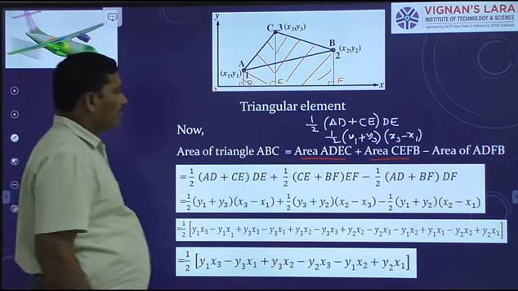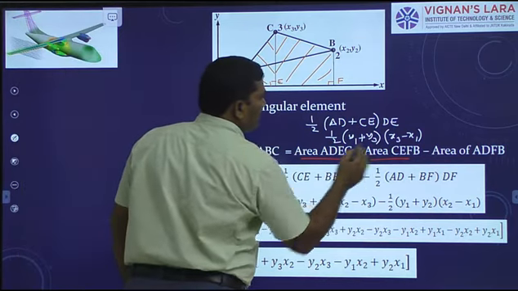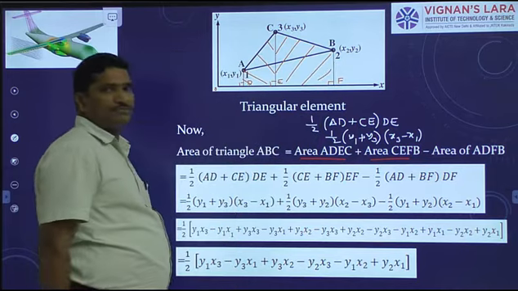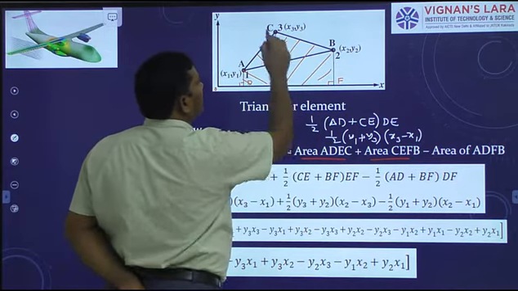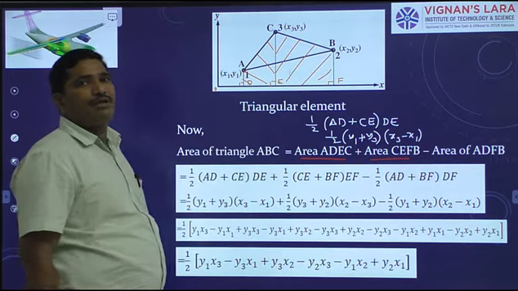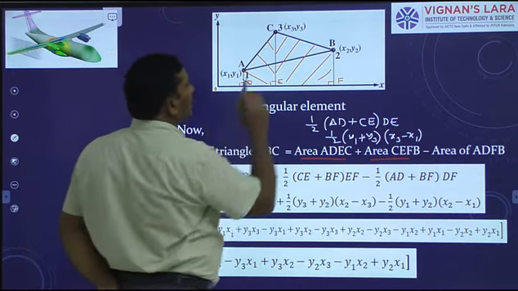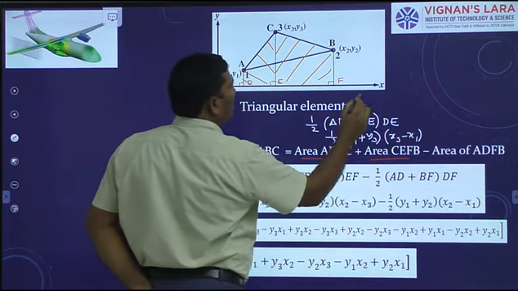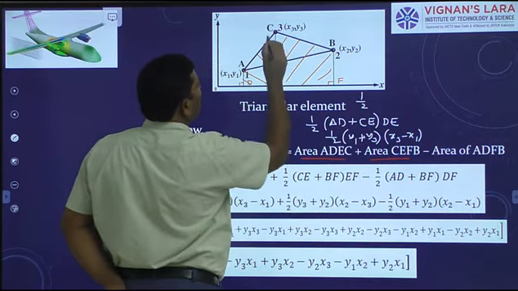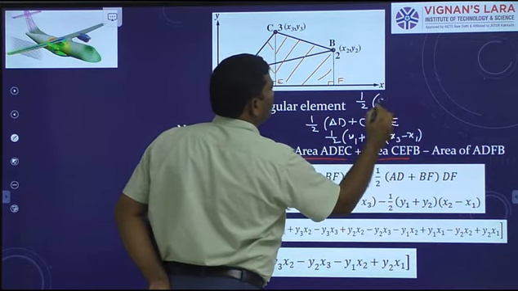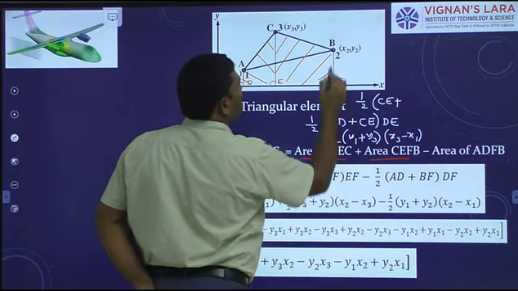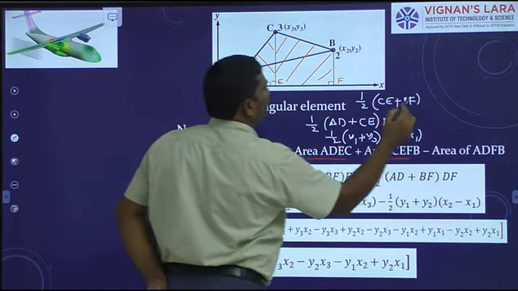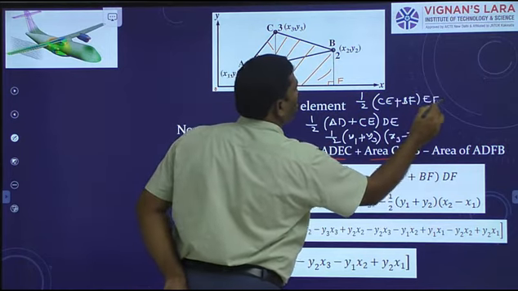Okay, next one. Now, area of figure CEFB. Figure CEFB is also looking like a trapezoid. Therefore, how do you get the area of figure CEFB? Again, half into CE plus BF, into EF.